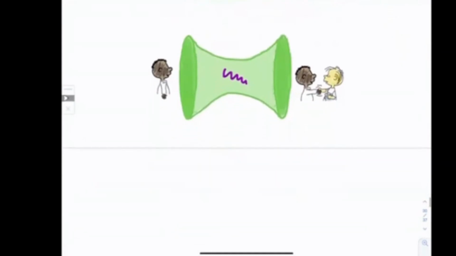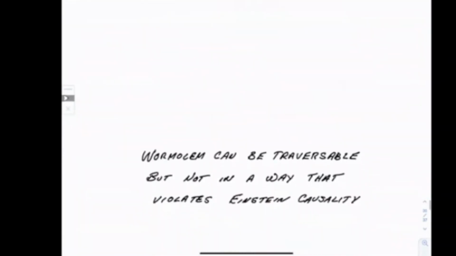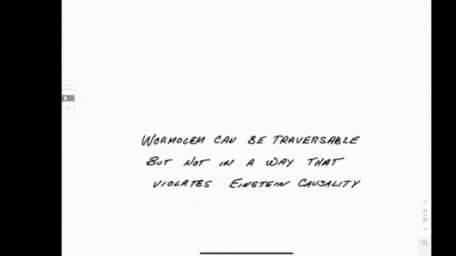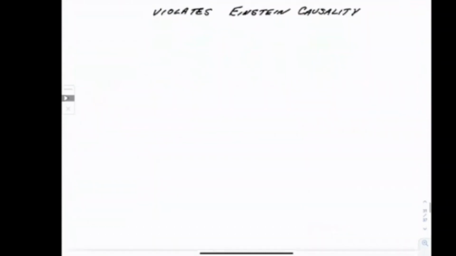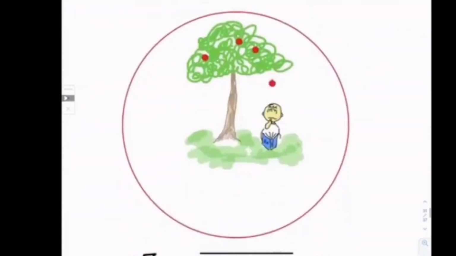And so this back and forth, wormholes can be traversable, but not in a way that violates causality, not in a way that allows you to send information faster than the speed of light. That's the bottom line.